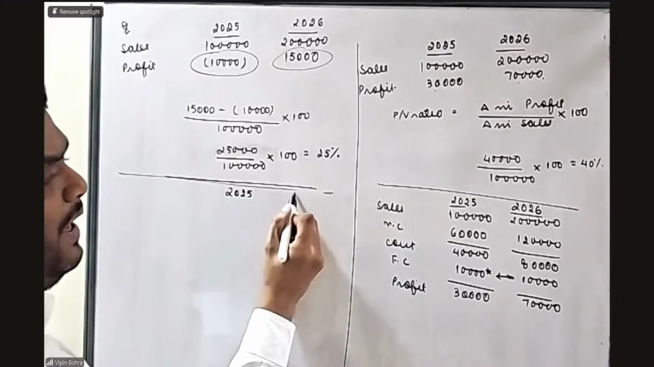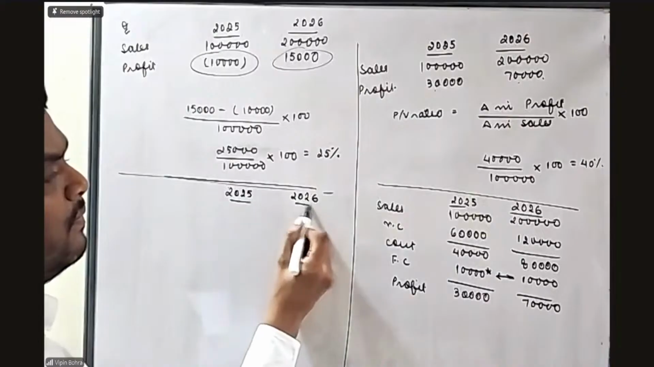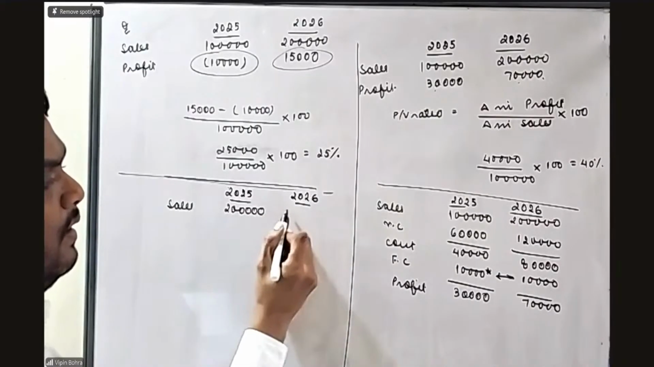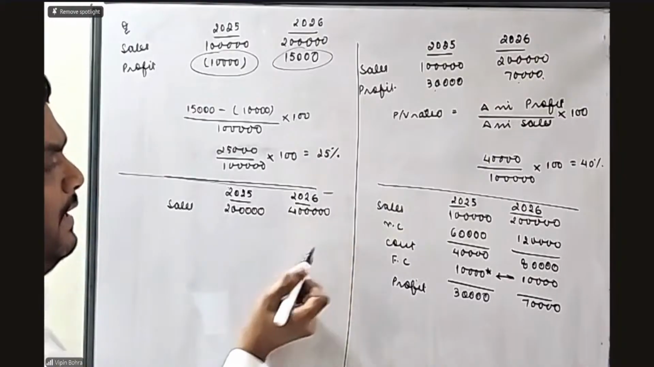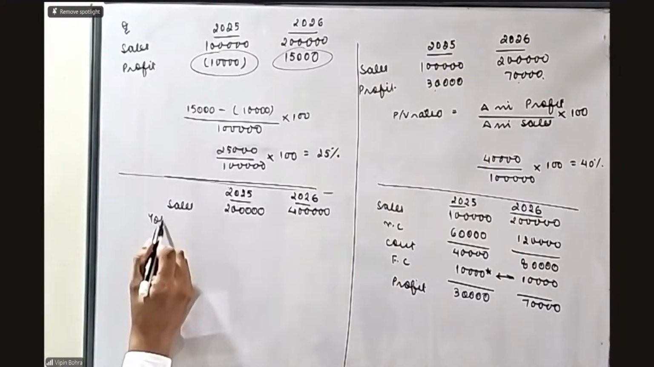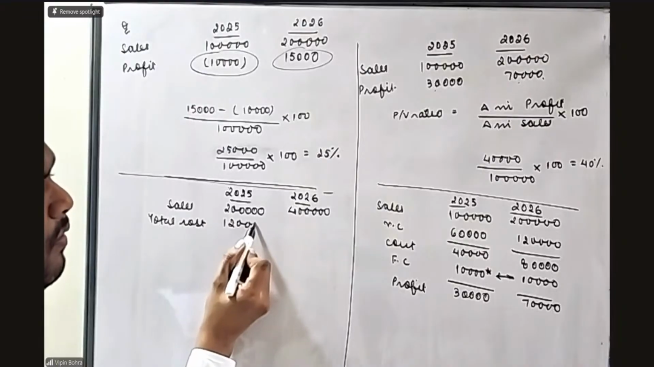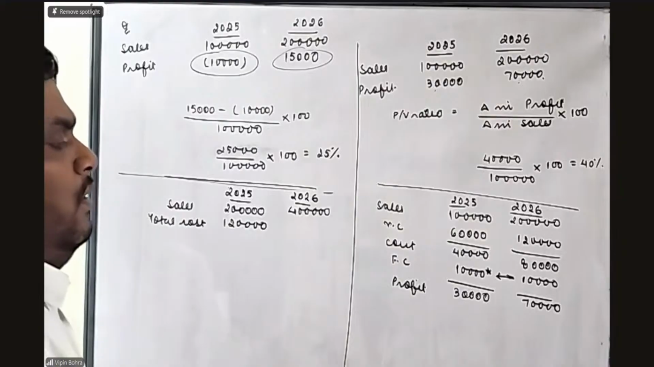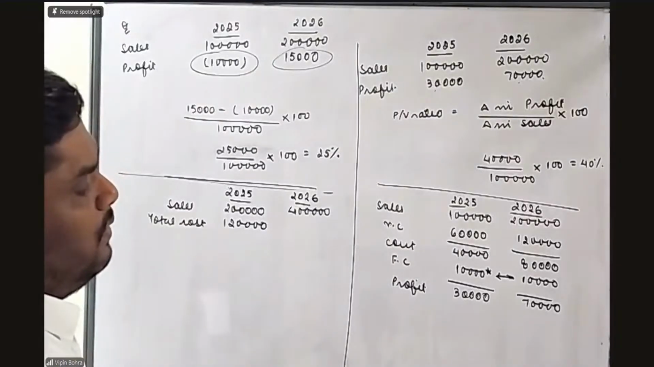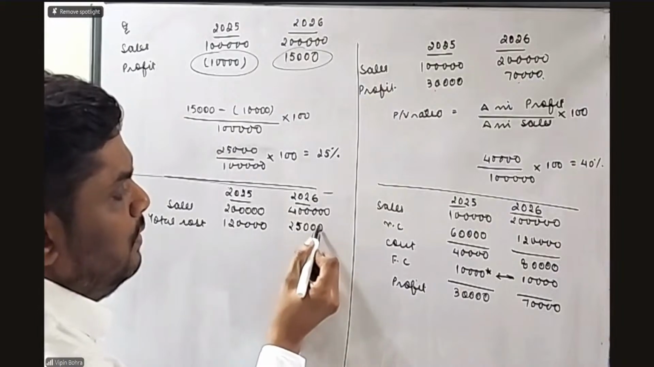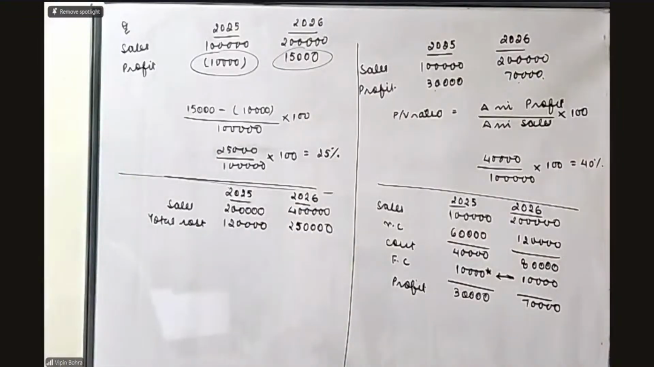One more question for you guys. Let's say it is 2 lakh and 4 lakh. Let's say the total cost is given. So what will be my PV ratio? Waiting for your answers on this question.